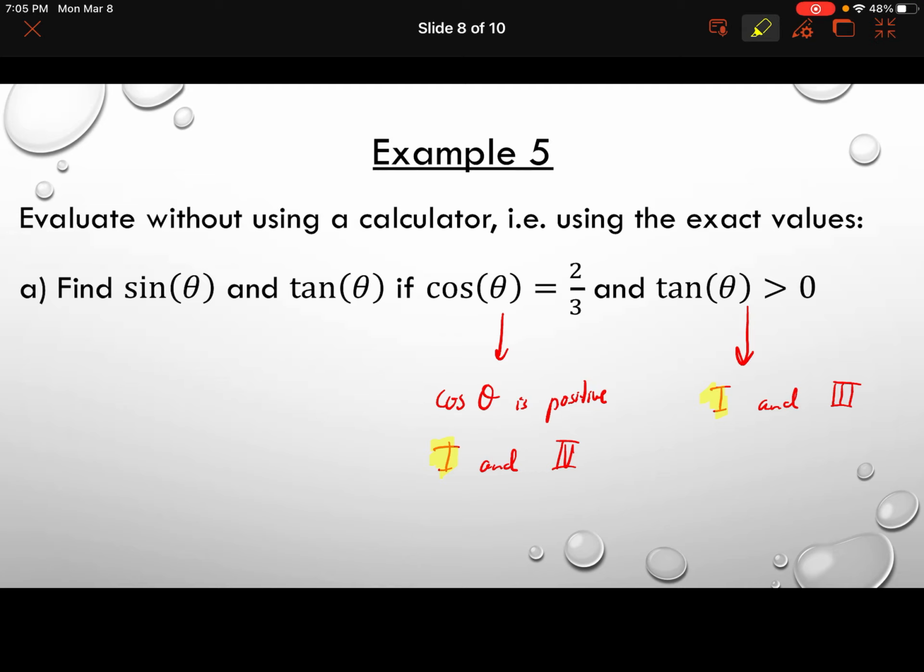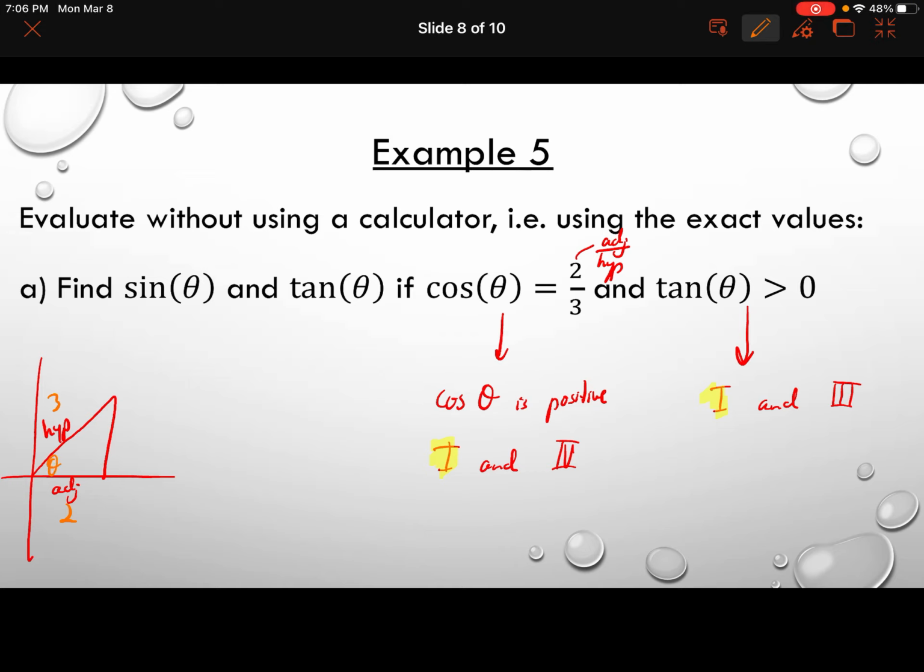So we know our triangle is going to be in quadrant 1, so let's draw it. Just a quick reminder, cosine is adjacent over hypotenuse. So that means in this case, our adjacent side is going to be 2 in our triangle, and our hypotenuse is going to be 3. So if we draw our little triangle in quadrant 1, the adjacent is 2, and the hypotenuse is 3, since it's cosine.